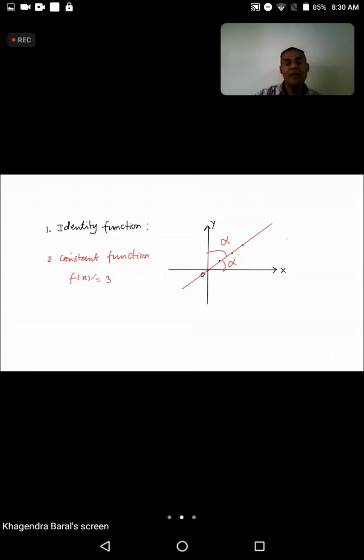Under this function, we prepare the table of values, say x and y. Let us take x is equal to 0, then y is always 3, since y is equal to f of x is equal to 3. By substituting x is equal to 0, we get y is equal to 3. By substituting x is equal to 1, we get y is equal to 3. By substituting x is equal to 2, we get y is equal to 3, and so on. Let me draw the graph of this function.